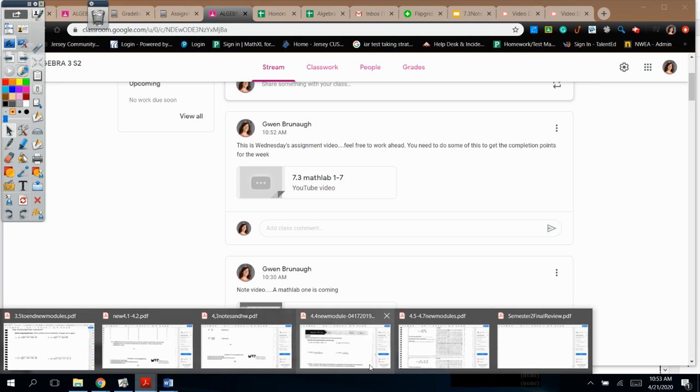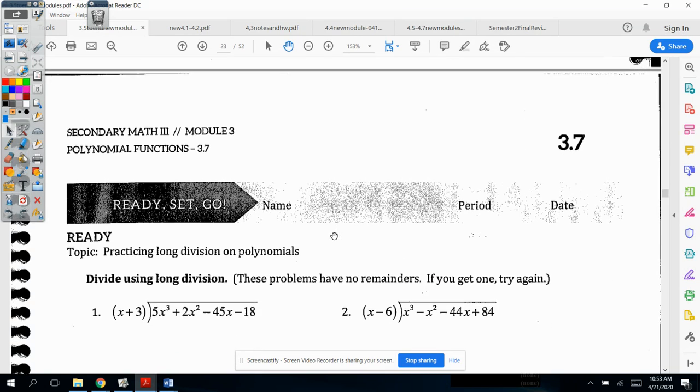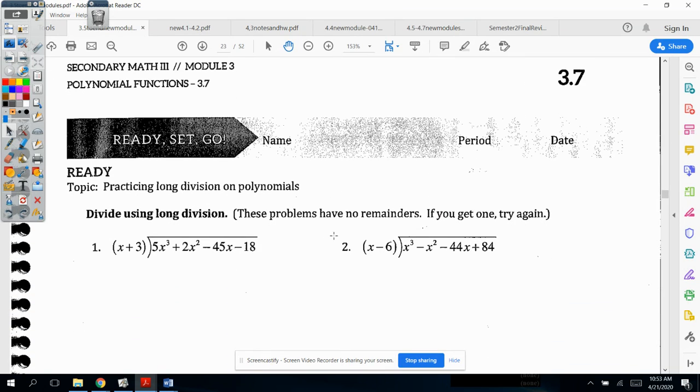Hi everyone. I'm going to do your worksheet for you, and I think you're going to think it's pretty easy. This is the 3.7 Ready, Set, Go. A lot of it's review, and compared to the notes, it was a little bit more straightforward.